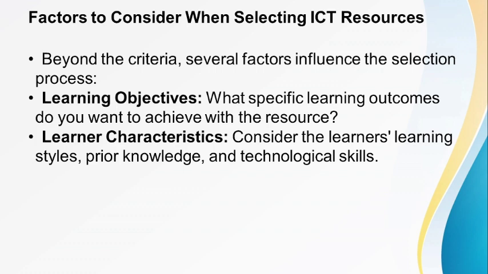Number two, the learner characteristics. You will consider the learner's learning style, the learner's prior knowledge, as well as the learner's technological skills, because you realize that different learners have different styles. Some are passive learners, some are active learners, etc. The learner's prior knowledge and also the technological skills. Does the learner know how to use computer devices? Those are some of the factors, among others, that you may look at when selecting an ICT resource.